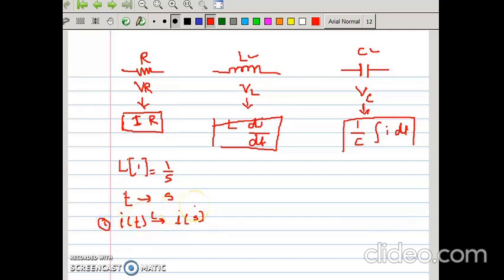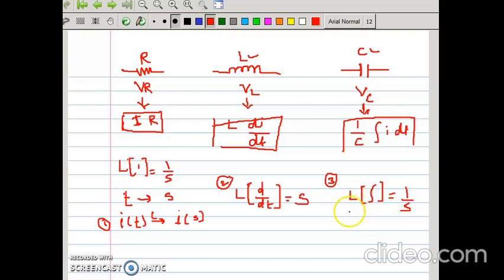Second one, Laplace of derivative. Derivative means d by dt, right? Laplace of derivative is S only. And the third formula we require to solve the example is Laplace of integration, which is 1 upon S. So these three formulas we require.